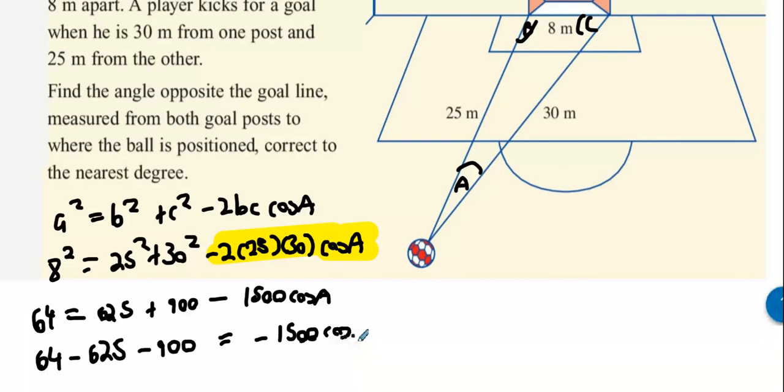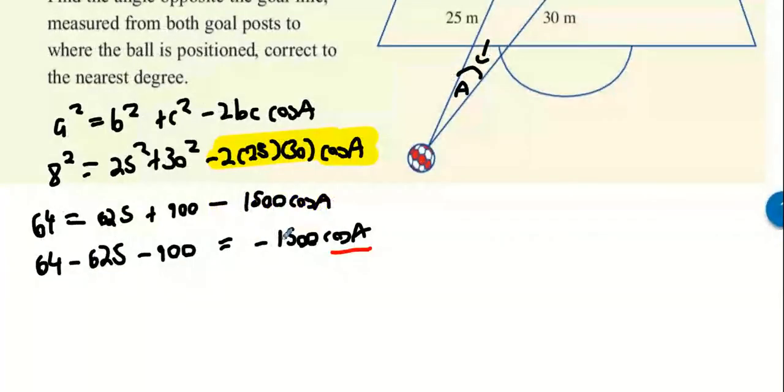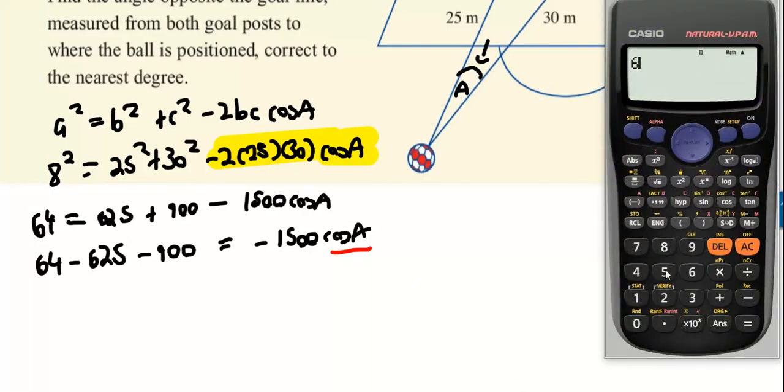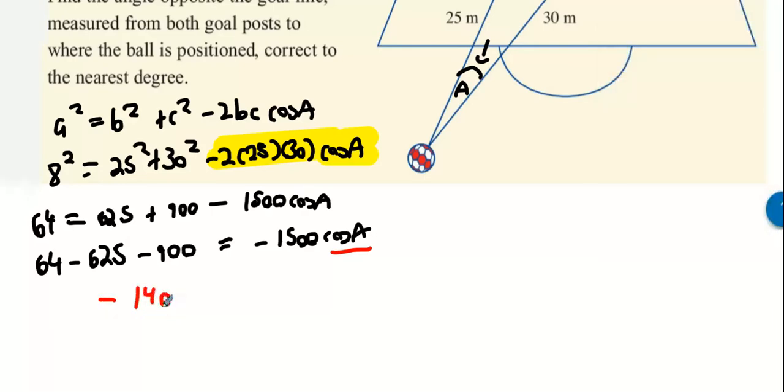Now, you might be asking, what are you doing in this question? Well, you're trying to find out the size of this angle. So you got to get cos A on its own, and once you get cos A on its own, then you can get A on its own. Now we're going to add these together. So see the 6400, take away the 625, take away the 900, and what you're going to get there is minus 1,461. That equals minus 1,500 cos A. Multiply both sides by negative, turns both sides into positives because they're already negative.